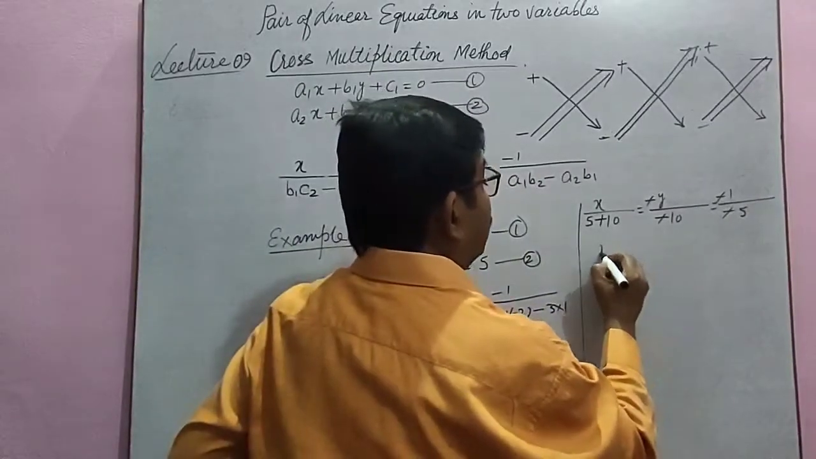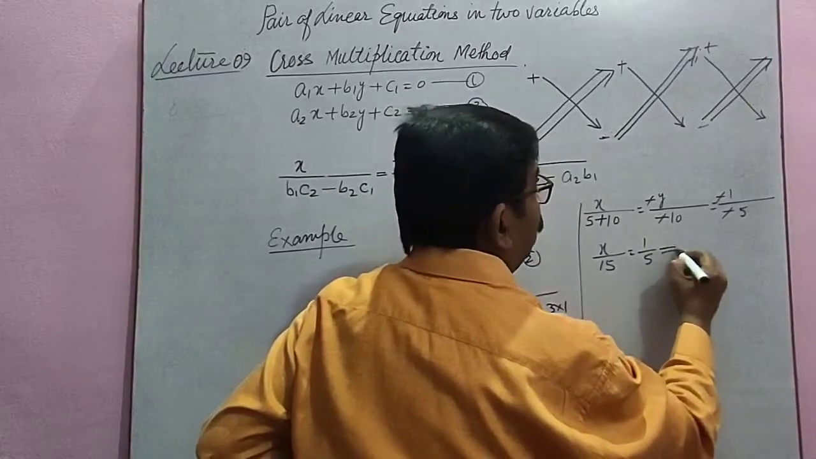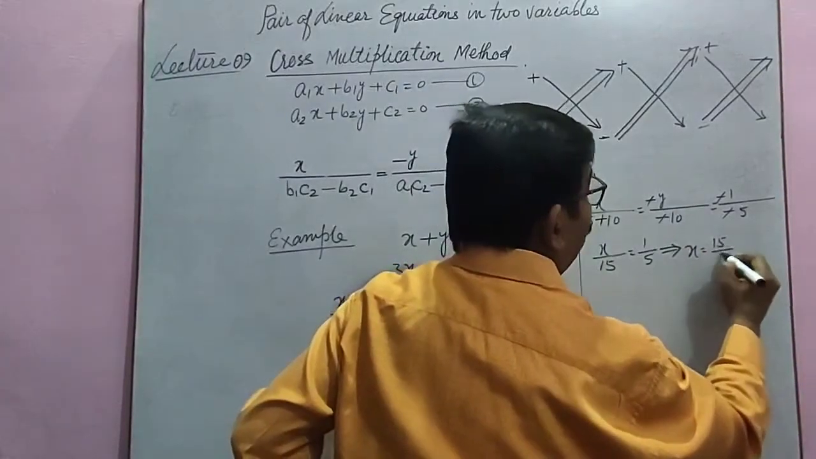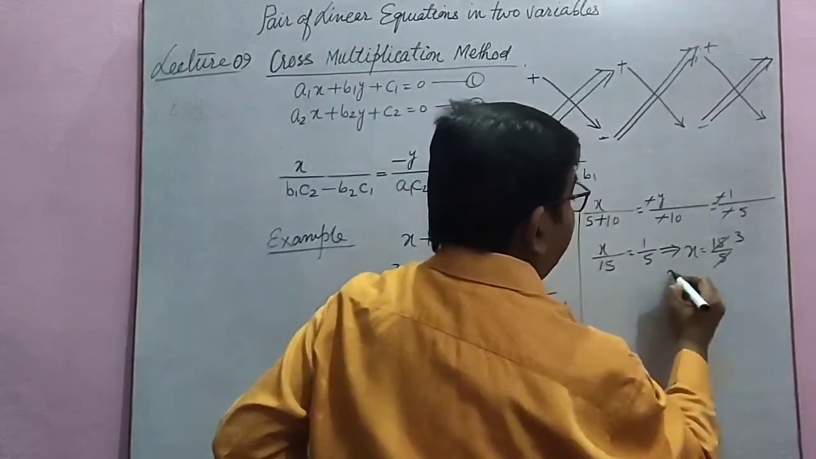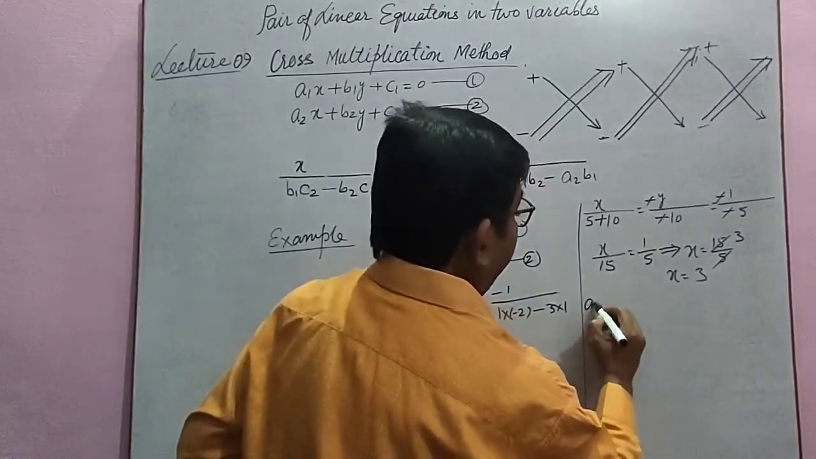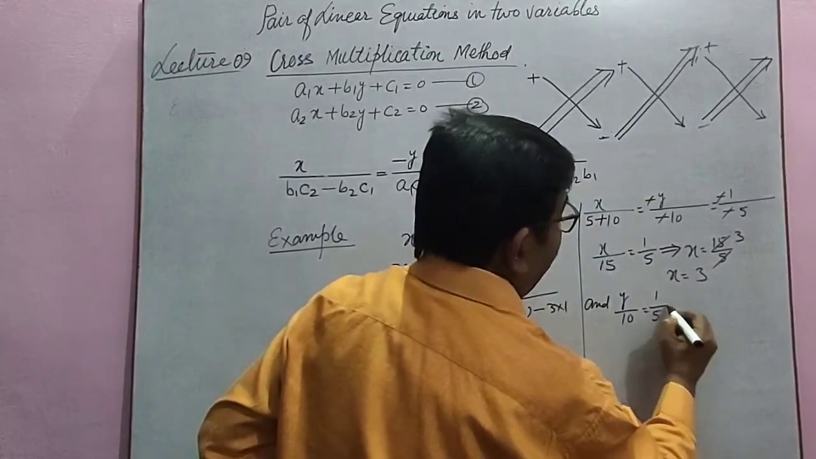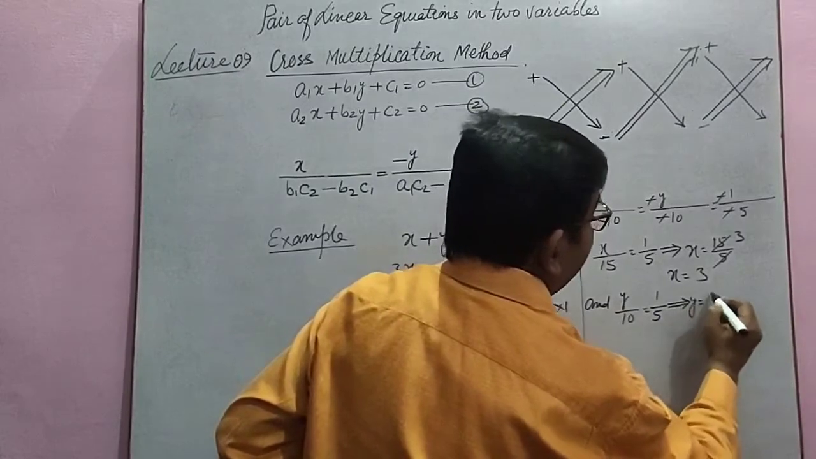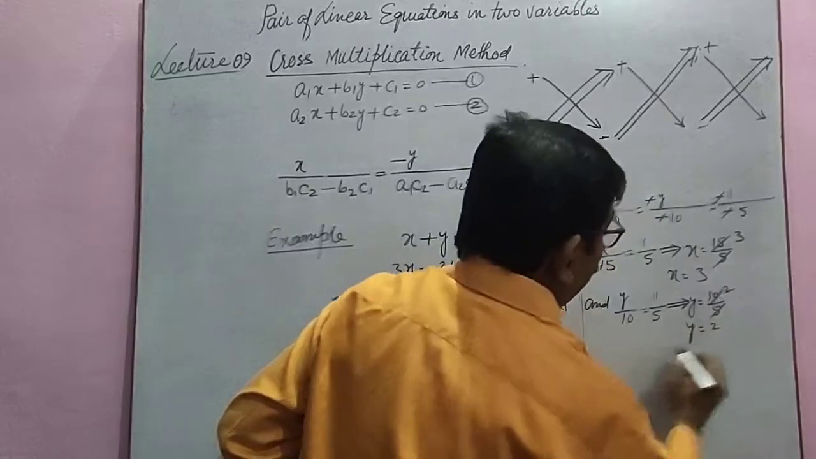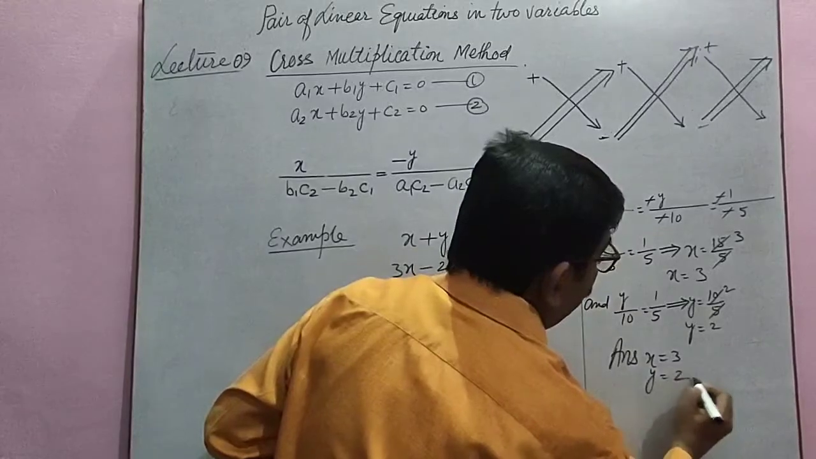So x upon 15 is equal to 1 upon 5. Cross multiply. It goes here. x is equal to 15 upon 5. 5 threes are 15. x is equal to 3. For y, y upon 10 is equal to 1 upon 5. Cross multiply. y is equal to 10 upon 5. 5 twos are 10. y is equal to 2. So your answer is x is equal to 3 and y is equal to 2.